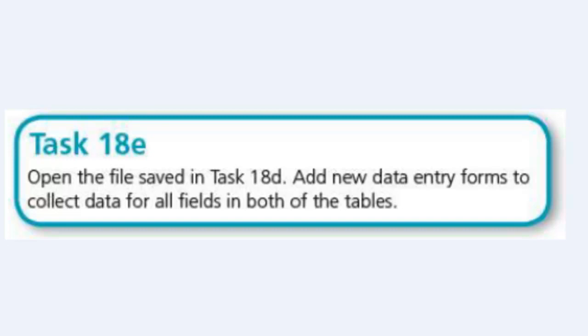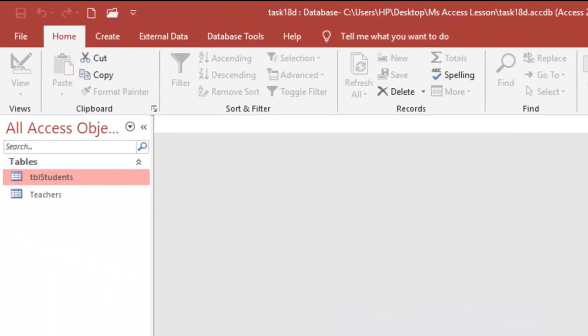So in this video, we're going to be looking at task 18E, which says open the file saved in task 18D, add new data entry forms to collect data for all fields in both of the tables. So simply what this question is saying is for us to create a form for both tables.